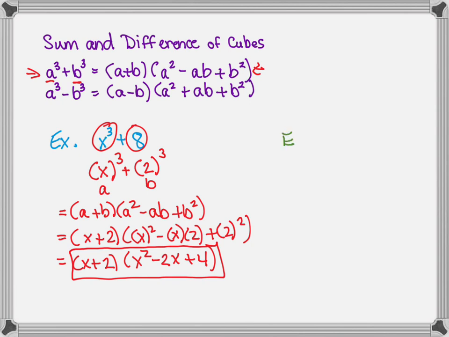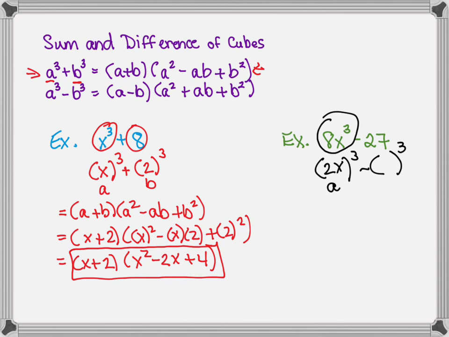Let's look at one more example of this. So 8x cubed minus 27. Again, there's no greatest common factor, but I do have a perfect cube here. What cubed is 8x cubed? 2x. So a is 2x. A minus. What cubed is 27? 3. So b is 3.